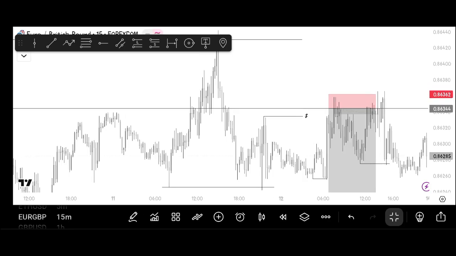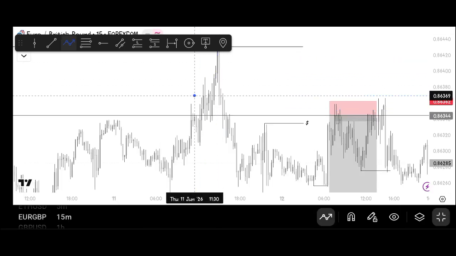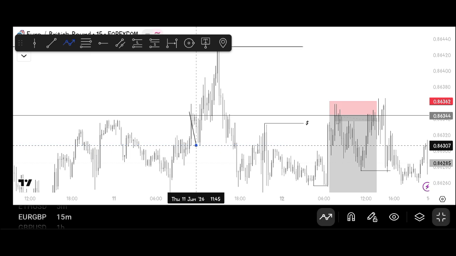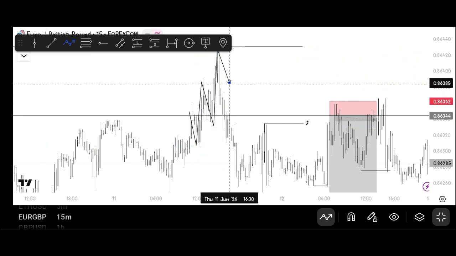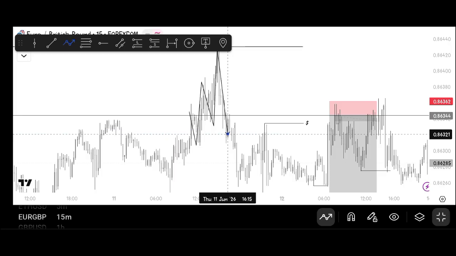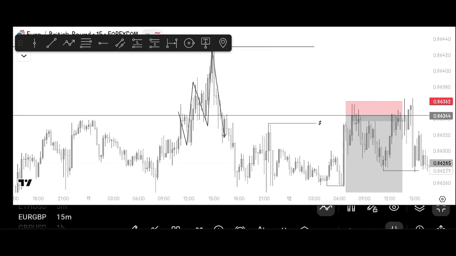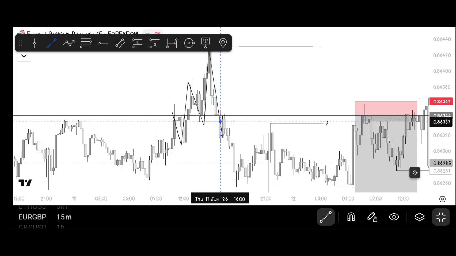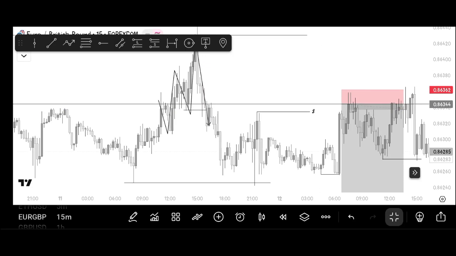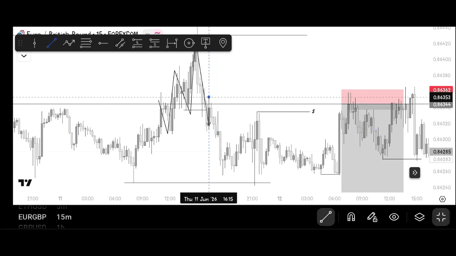So we see this price making higher highs, higher lows, higher highs, higher lows, right? So we got a break of structure, a change of character on the 15 minutes. For you not to get confused, on the 15 minutes, we got a little pullback right there.